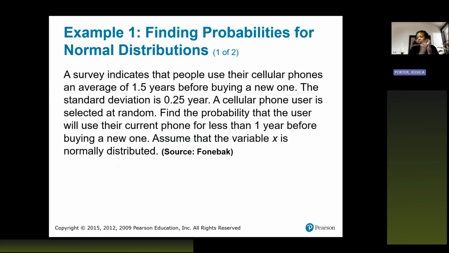A survey indicates that people use their cellular phones an average of 1.5 years before buying a new one. The standard deviation is 0.25 years. A cellular phone user is selected at random. Find the probability that the user will use their current phone for less than 1 year before buying a new one. Assume that the variable x is normally distributed. So we set this up.